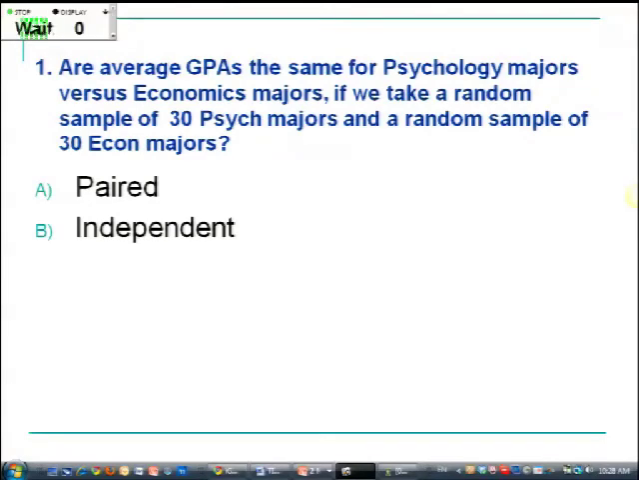So the first one, the research question is trying to determine if average GPAs are the same for psychology majors versus econ majors. It's addressed by taking a random sample of 30 psych majors and a random sample of 30 econ majors, recording their GPA so we can compare those results. What do you think? Think about the data, how it would come in.